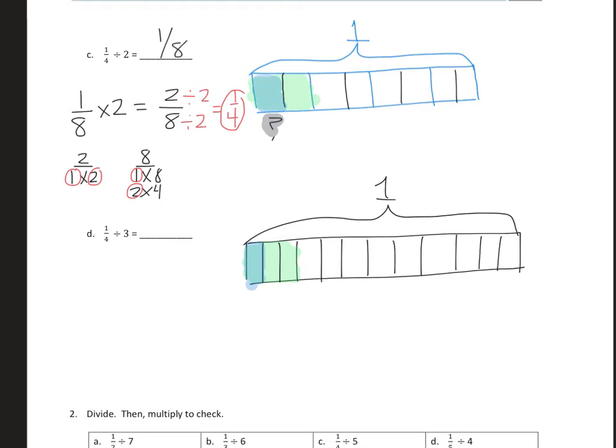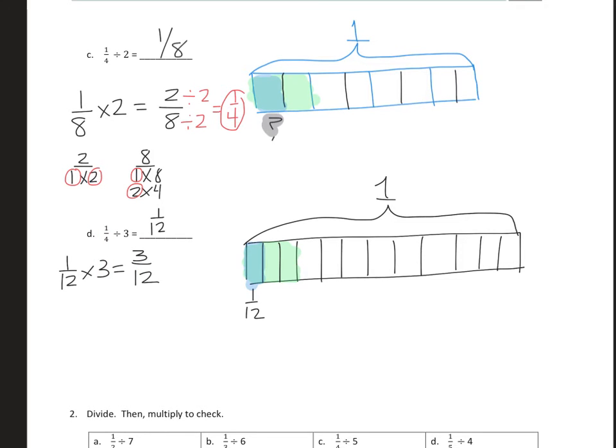What fraction is that? Well, that's going to be 1/12. 1/12 is our quotient, our answer. We can check by saying, okay, 1/12, let's multiply it by 3. Does that give us 1/4? Well, 1/12 times 3 is 3/12. And 3/12 doesn't match this 1/4 right here.